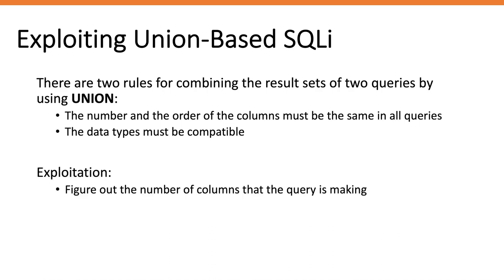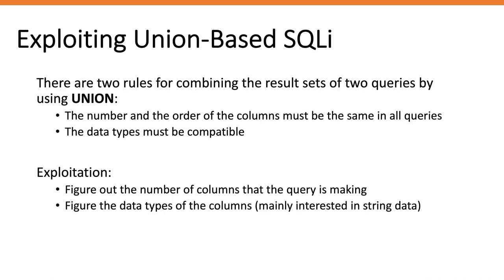So the query that the application is making and the query that you want to make have to satisfy these two rules. And so when you're exploiting union-based SQL injection, the first thing that you need to do is figure out the number of columns that the query is making. We'll talk about that in a bit, and we've got two ways of doing that. Next, you figure out the data types of the columns. We're mainly interested in string data because we want to extract things like usernames and passwords and so on. And so that's usually saved in string format. And so we need to find a data type that outputs string data. And this way we could output the data that we want to extract.